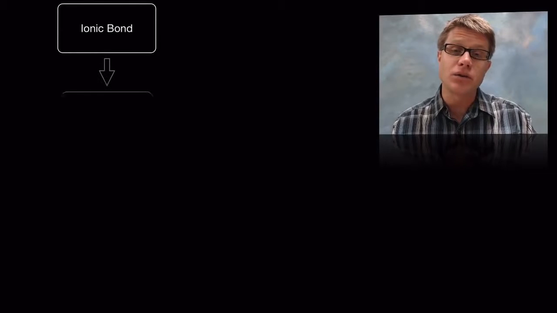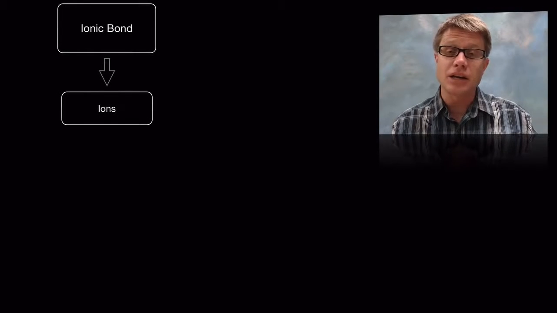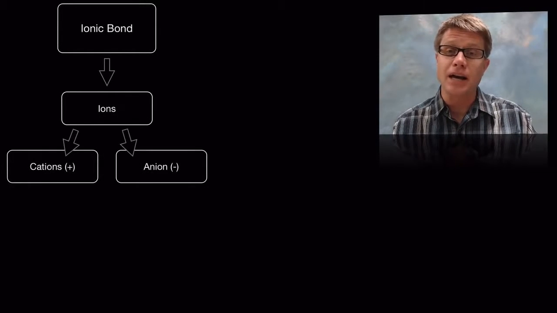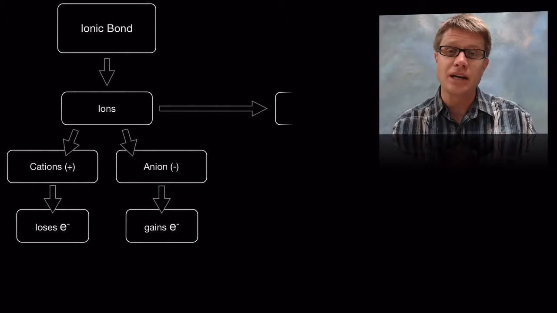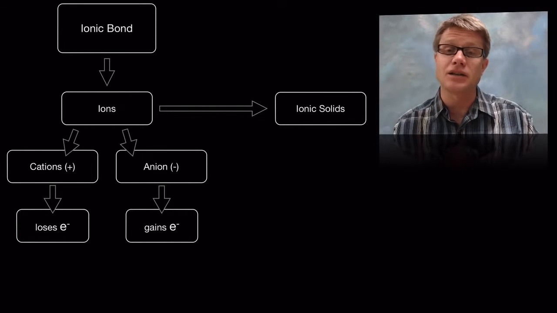And so an ionic bond is going to be between ions. It's a connection between ions. And so we're going to have a cation and an anion. Cations are going to be positive. That means they've lost an electron, and anions are going to be negative. And so what they form is something called an ionic solid.